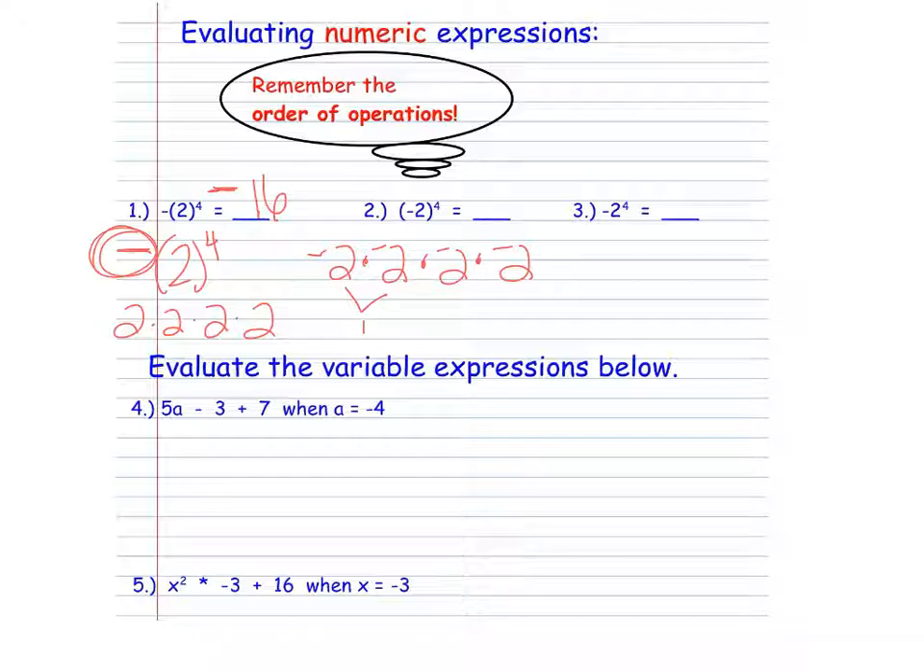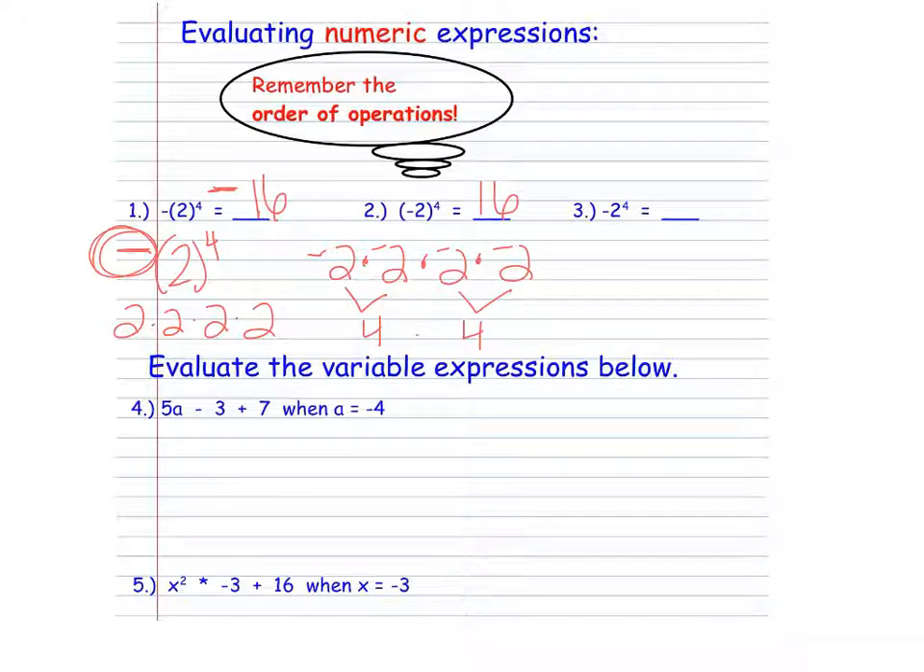Negative 2 times negative 2 is 4. Negative 2 times negative 2 is 4. And 4 times 4 is 16. Notice that we got a positive answer this time. All that changed was the location of the negative sign, and this time we got a positive answer.